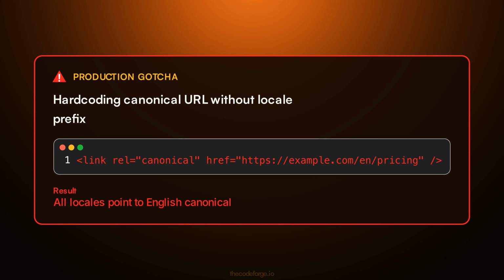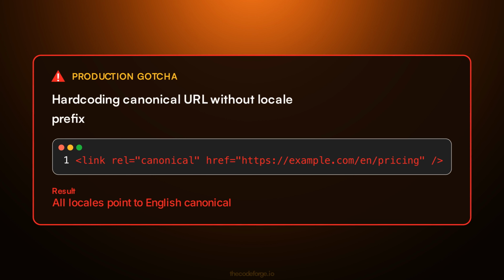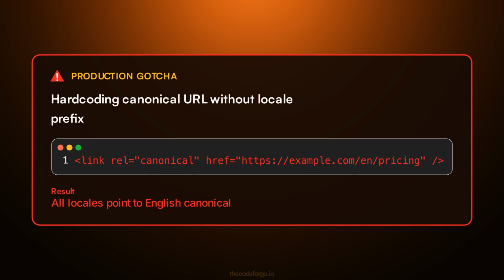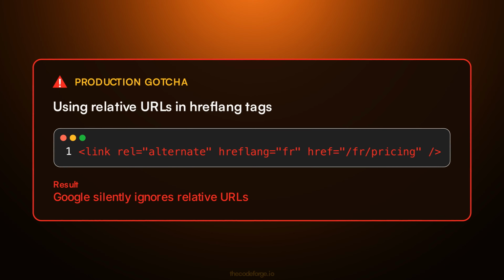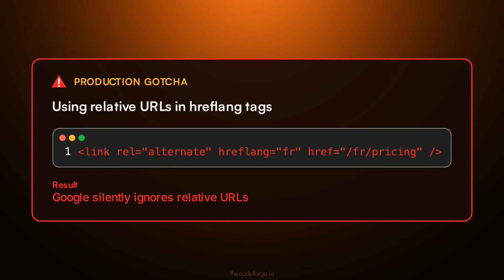This was the exact mistake that caused our incident. The canonical URL was hard-coded to the English version. Every locale page used the same canonical, triggering duplicate content penalties. Always generate the canonical dynamically from the locale. Google requires absolute URLs in Hreflang tags. Relative URLs are silently ignored, meaning your Hreflang tags have no effect. Always use the full URL including protocol and domain.